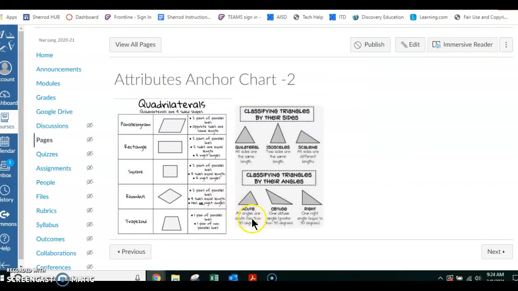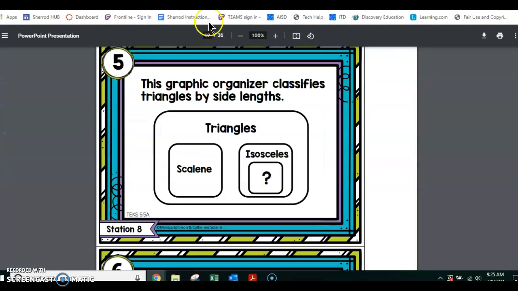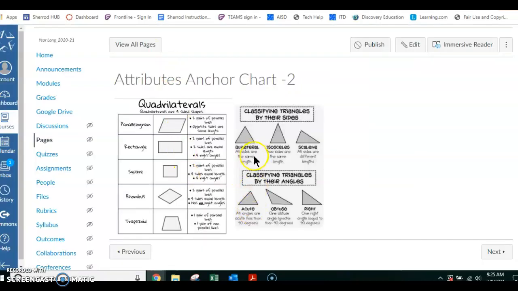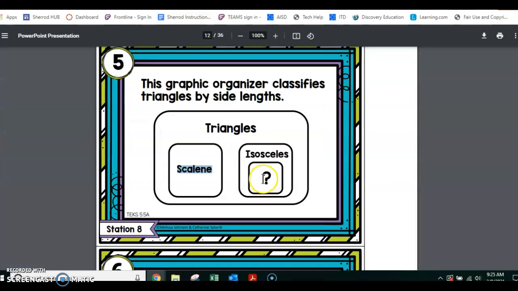So if I go back here and look, I can see that isosceles means two sides are the same length. Well, I know scalene can't go inside there because the scalene one is right here by itself, because those have no sides the same length. But if I look back, I can see that the equilateral, where all sides are the same length, also means that it is an isosceles, because if all sides are the same length, then at least two of the sides are the same length. So now we know we could put the equilateral inside of that one.